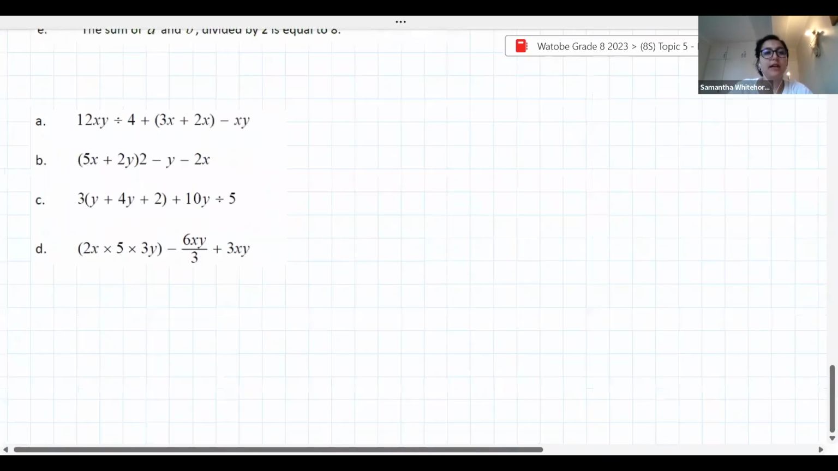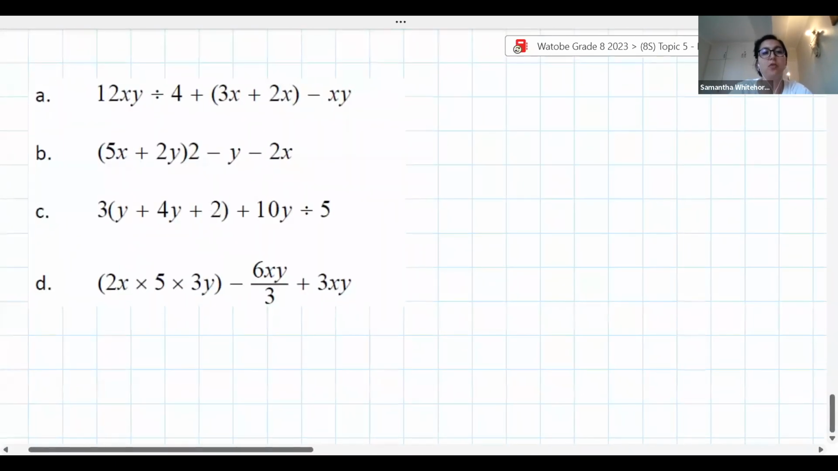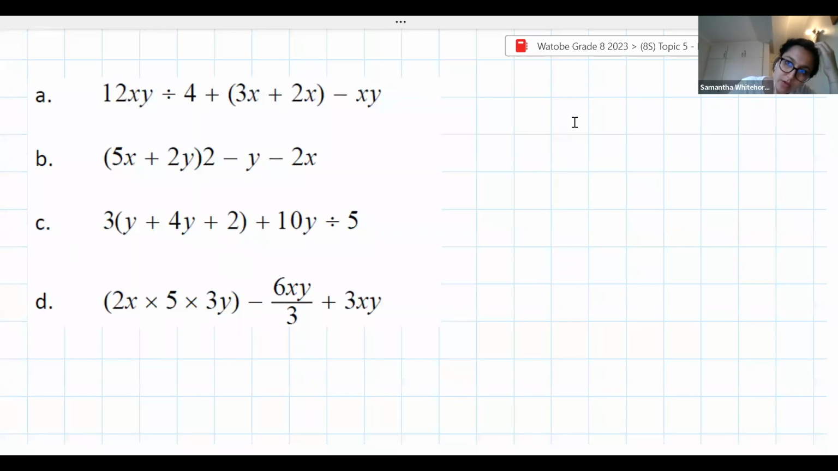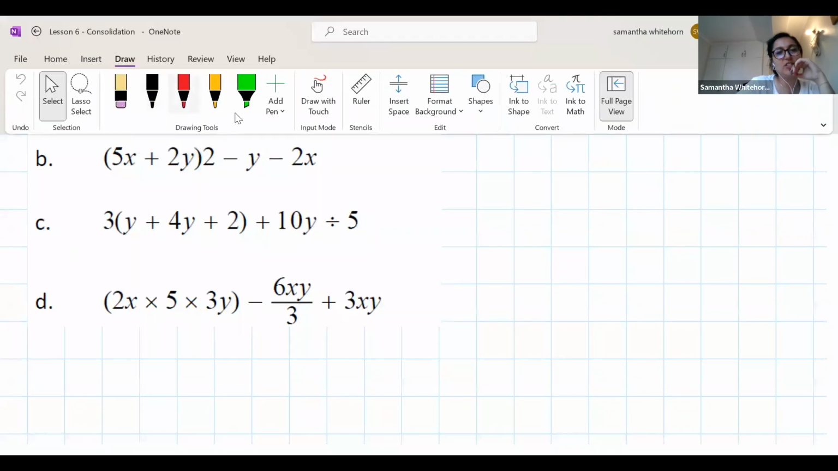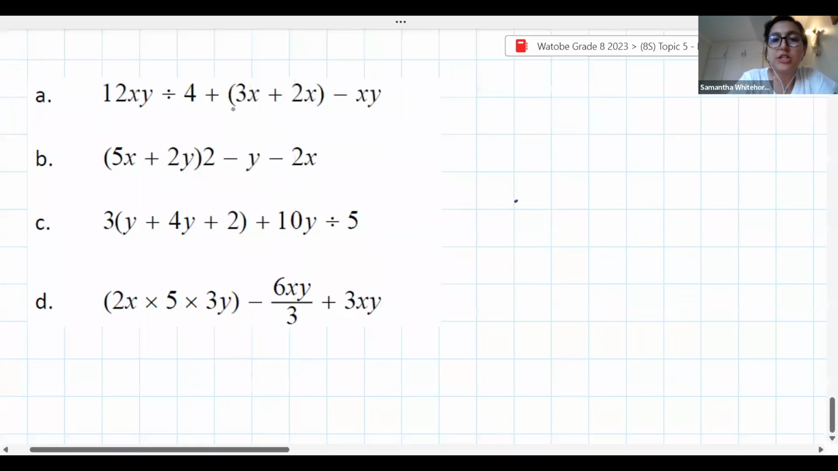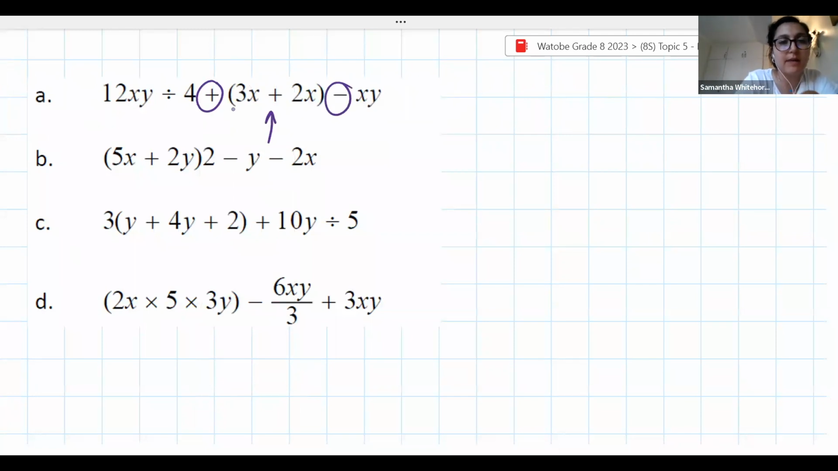So let's have a look at our 4 questions here. So let us start. Sorry, people. So let's start with question A. I'm going to do question A with you, and then you're going to try some by yourselves. So question A, remember, what we want to do is identify our terms. So there's a plus, there's a minus. I don't care about that plus inside the bracket. It's inside the bracket. Shame, don't care.